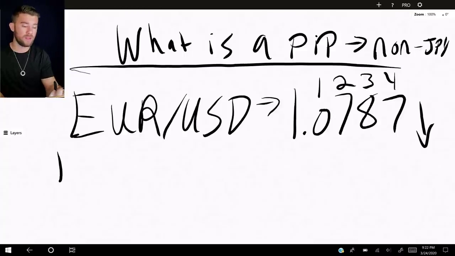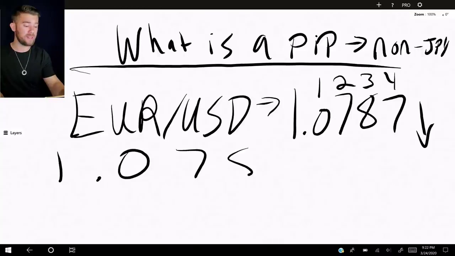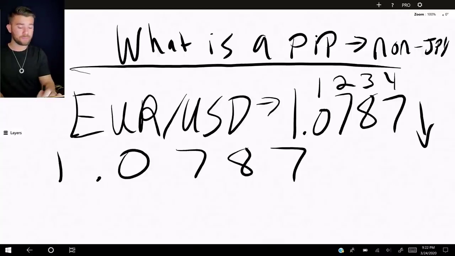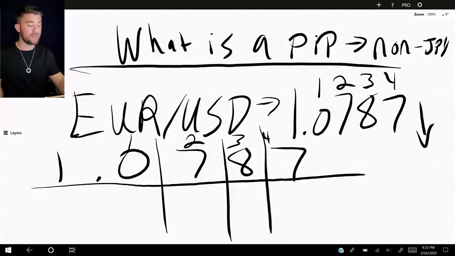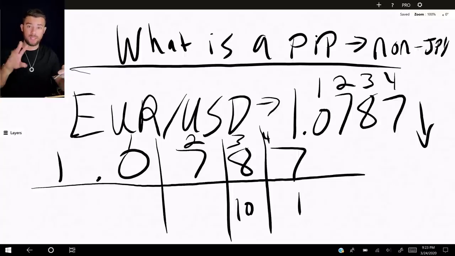So we have 1 decimal 0787, right? So with this being the case, if I count my numbers, 1, 2, 3, 4th decimal place is a pip, I like to look at it like this. This is our ones, meaning every time this moves, it's going to be 1. This is our tens. Every time an 8 goes up or down, in this specific case, that's going to be tens. And this is our 100s.